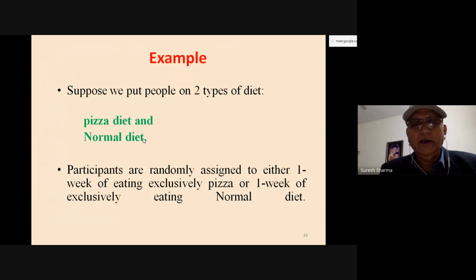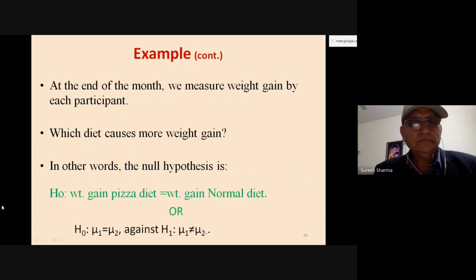Now, for 1 week, one group is given pizza diet. Another group is given normal diet. The problem is, after 1 week, I want to see which group is having more weight gain. So I'll assume this hypothesis: weight gain due to pizza diet is same as weight gain due to normal diet. Or you can write mu1 is equal to mu2. Mu1 is a parameter for pizza. Mu2 is a parameter for normal. So if there is no difference in weight gain, it will be equal. Against that, this is not equal.